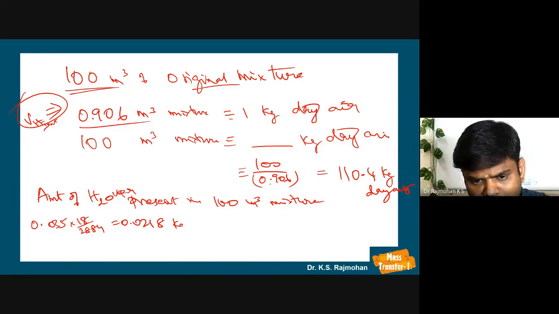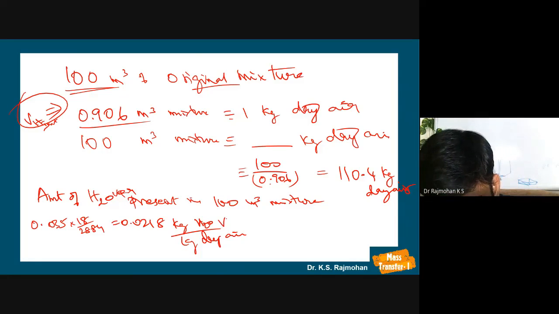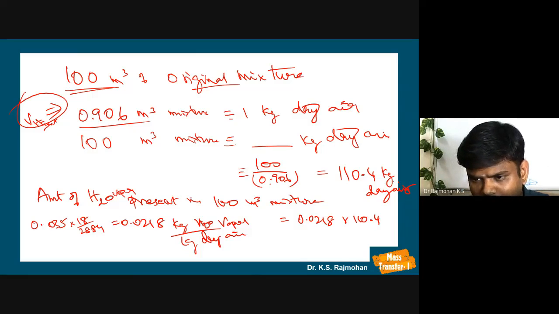What is this? 0.0218 kg of water vapor per kg of dry air. So for 1 kg of dry air we have 0.0218 kg of water vapor. Then for 110.4 kg of dry air, what would be the water present? The amount of water present in 100 meter cube is equal to 0.0218 into 110.4. We can substitute with units: kg of water vapor per kg dry air into 110.4 kg dry air. Kg dry air gets cancelled, so we have this much kg of water vapor.